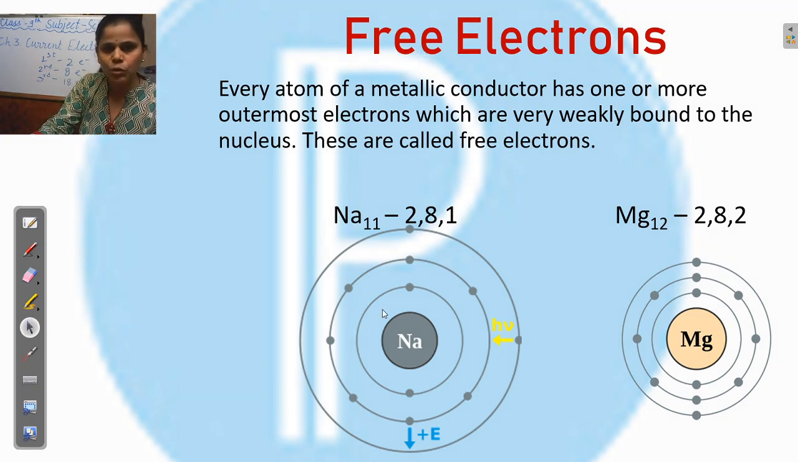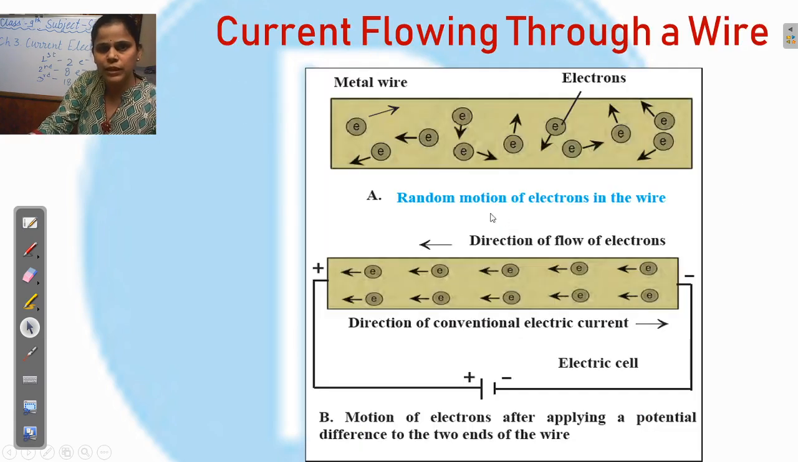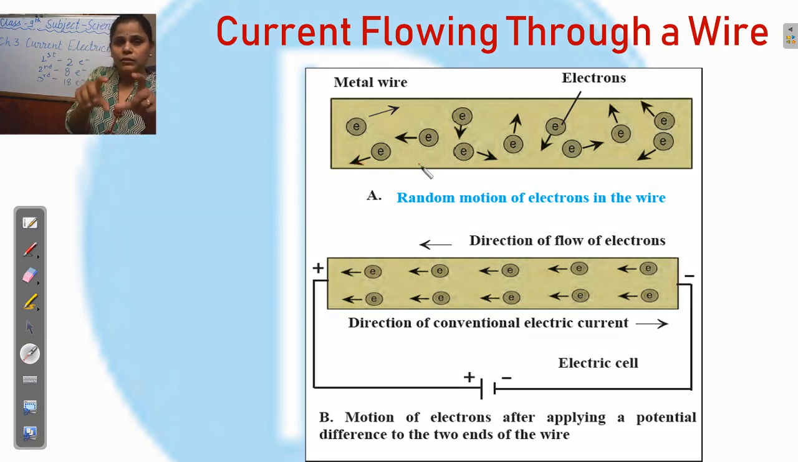Okay, so let's move on to our next topic, that is current flowing through a wire. Students, if we do not connect any cell to this metallic conductor, then the motion of these electrons is random. Understand? That means the direction of this electron is this, then this electron is opposite to this. So the electrons move randomly.